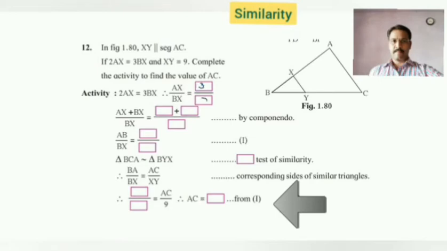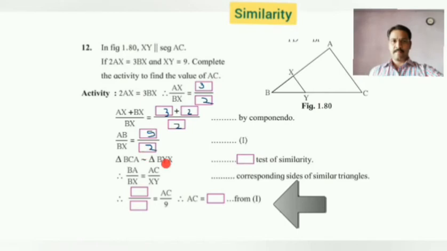Carefully see here. Now AX plus BX upon BX. Tell me which operation we made here? By componendo. So here also we have to make the same thing. That means AX plus BX upon BX, so 3 plus 2 upon 2. Therefore here it is 5 upon 2. Here look, this is AX plus BX, means this is full AB. This is full AB upon BX, which is equal to 5 upon 2.